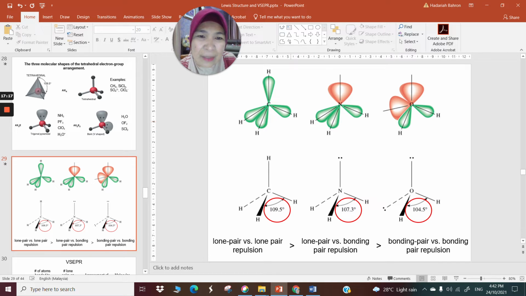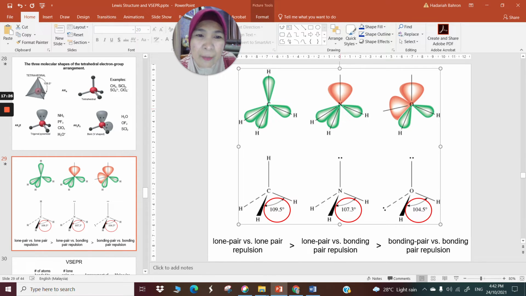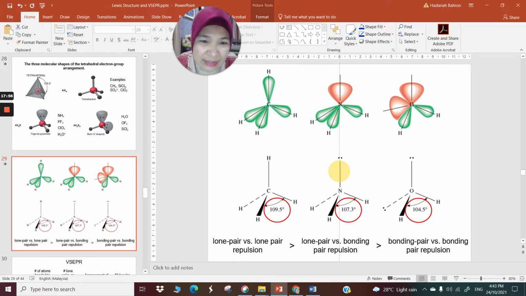Next, this is an example of the 3 shapes that we're talking about: your methane, ammonia, and water. Now, what is the difference between these 3 shapes? In the first case, where all the bonds are bonded atoms, you get an ideal tetrahedral case where the bond angle is 109.5.